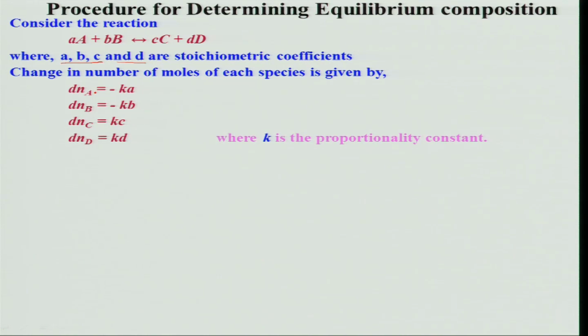In that case, dn_A is equal to minus K a. K is your proportionality constant. And why is it minus? Because the reactant is getting consumed, therefore it is minus. Similarly, dn_B is equal to minus K b, whereas dn_C is equal to K c. Keep in mind, this is positive because it is being produced. Similarly, dn_D is equal to K d, and K is the proportionality constant.